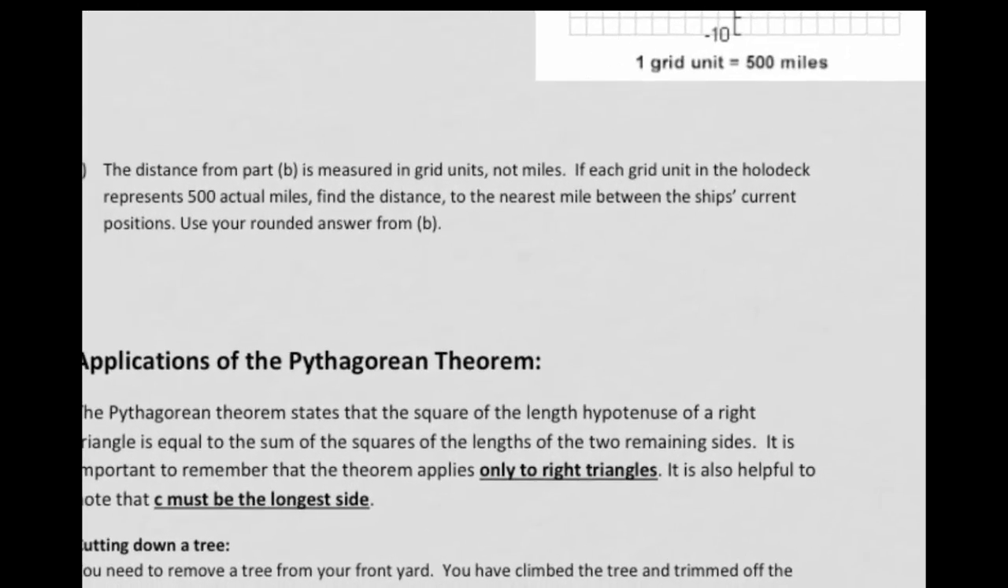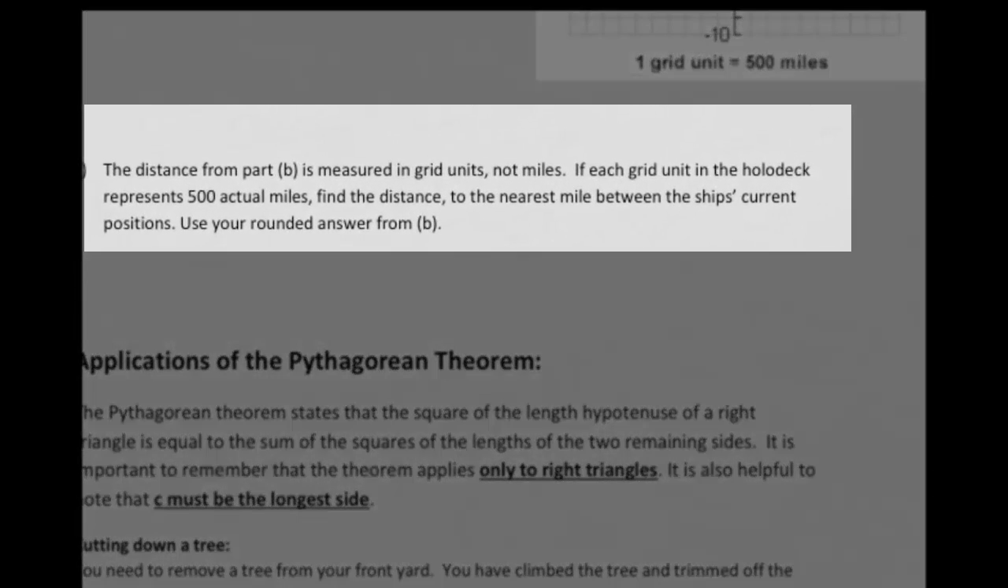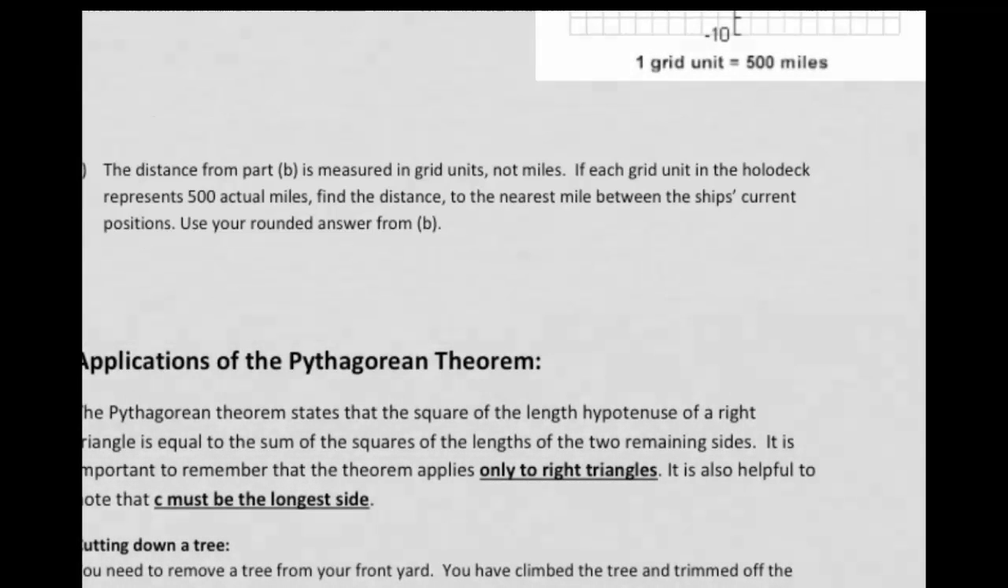Last but not least, the distance is measured in grid units, so you're going to change that to miles, and we're going to use this piece of information here: 1 grid unit is equal to 500 miles. So you're going to need to multiply the number of grid units you estimated from the previous problem, to the nearest hundredth, times 500 in order to find a good approximate distance in miles.